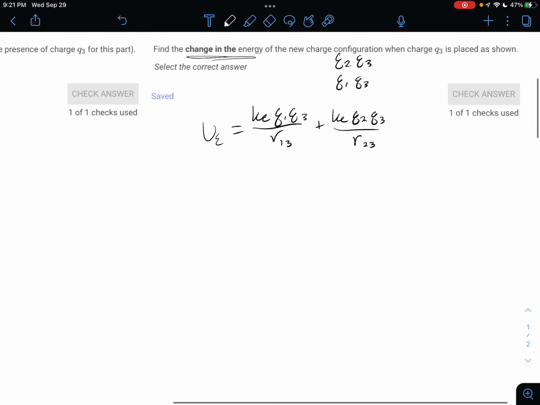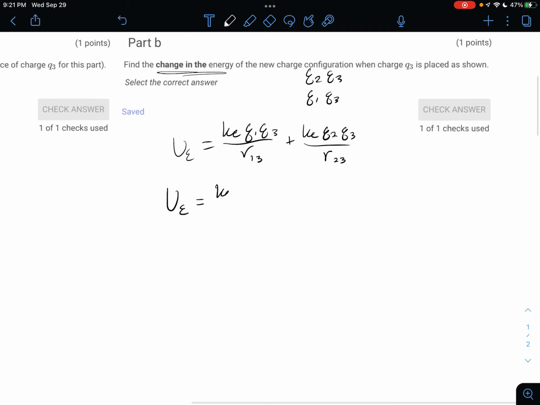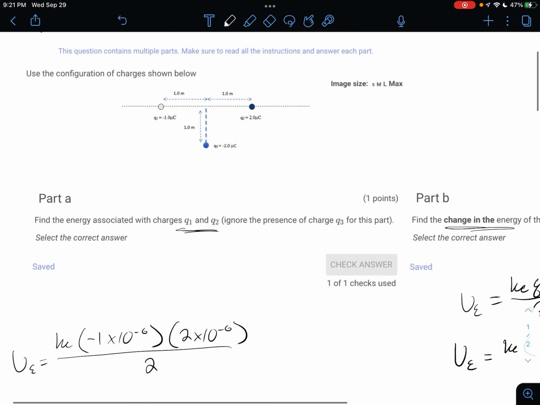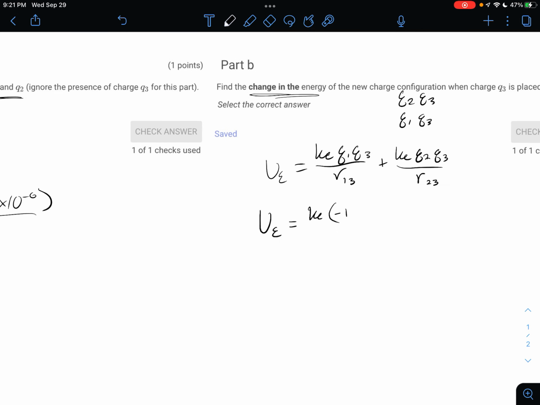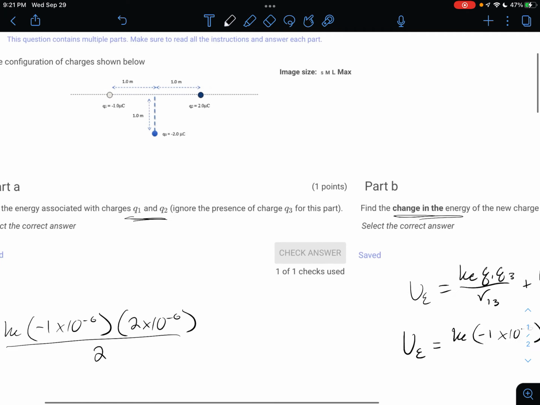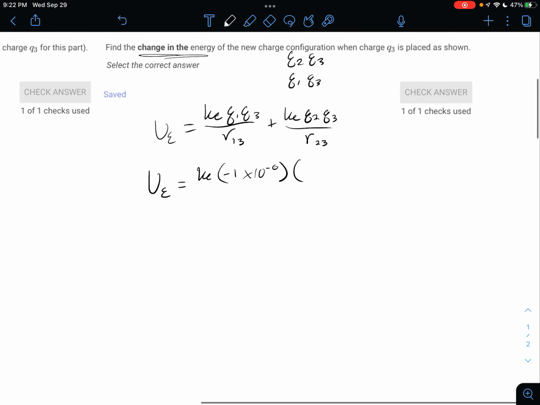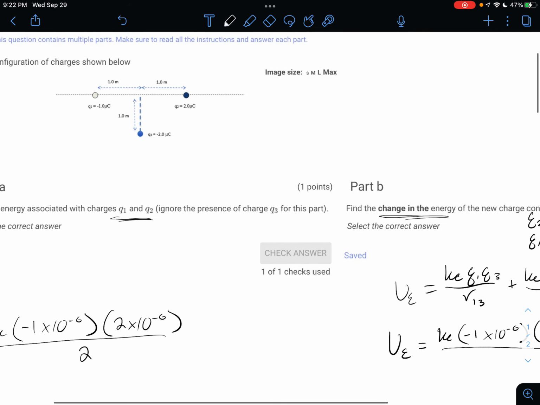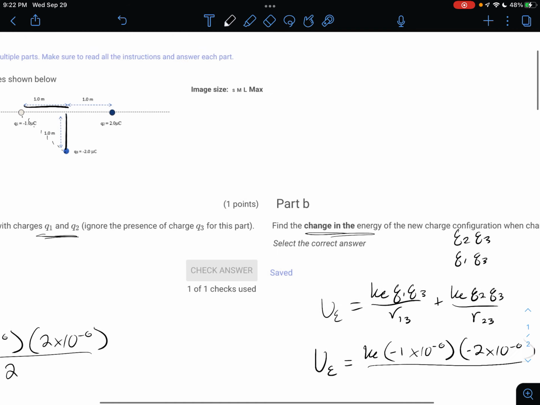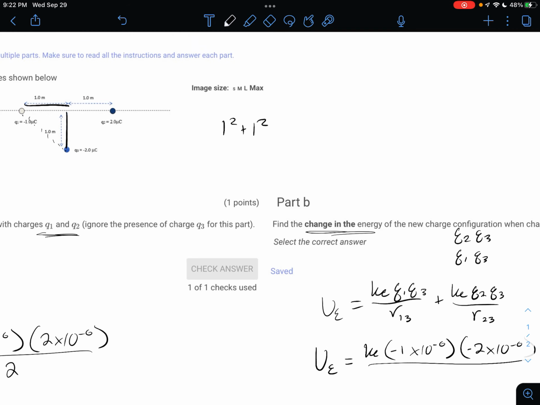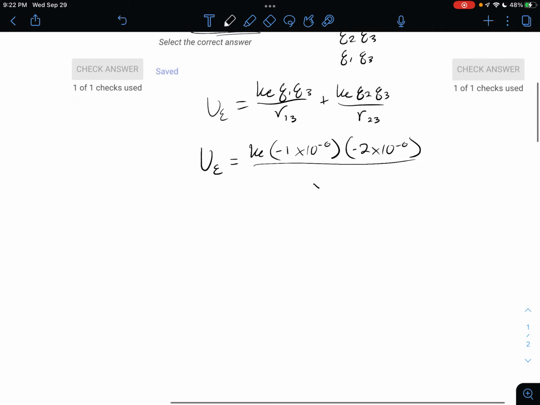So now we have an equation we can just plug into this. We're going to get our electric potential. It's going to be our Ke. Again, we said our Q1 was -1 times 10 to the -6. Our Q3 was -2 times 10 to the -6. And our distance between them, well, that's going to be this hypotenuse with one leg of 1, one leg of 1. So that's going to be 1 squared plus 1 squared, square root. It's going to be √2. That's going to be our radius here, √2.